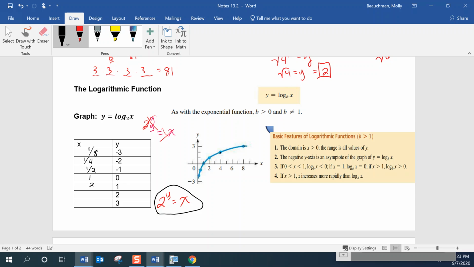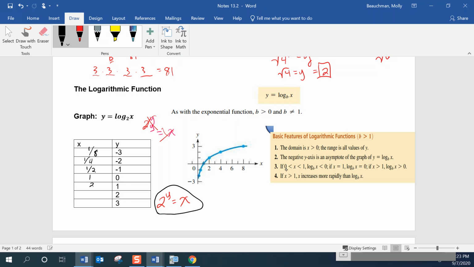the x and y coordinates switching. So the basic features are the domain is x is greater than 0, because we can only have positive values for x. The y-axis is an asymptote this time. Before, it was the x-axis that was the asymptote.